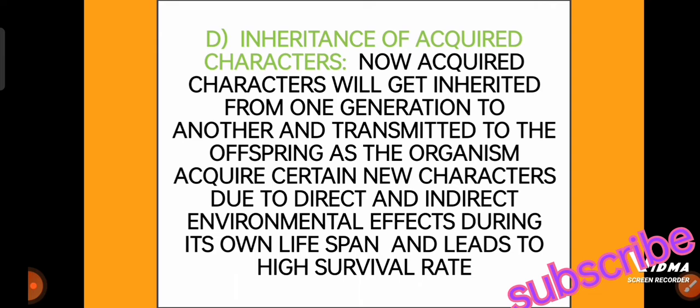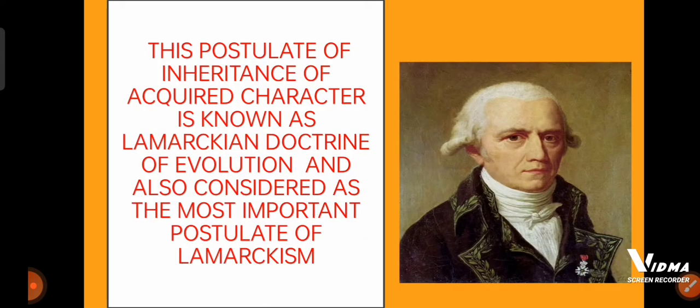If they won't be in the right state, how will they give us the energy, substrate, and food for survival? So we get indirectly affected by change in environmental conditions. So this leads to high survival rate. Next, this postulate is the inheritance of acquired characters. This is known as Lamarckian doctrine of evolution and also considered as the most important postulate of Lamarckism.